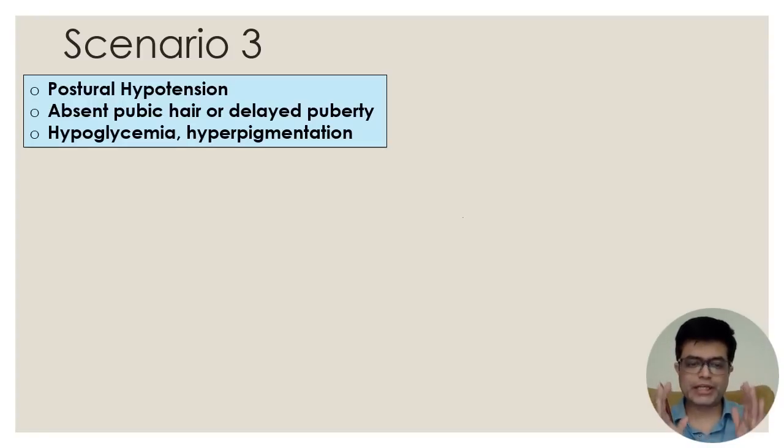Now, objectively look at it. There is likely deficiency of cortisol, which is causing hypoglycemia and hyperpigmentation, because cortisol deficiency will cause more ACTH production, which will stimulate the melanocytes also. So there is low cortisol, low sex hormone and low aldosterone, which is causing the hypotension, fall in BP. If all three layers are getting affected, and if it is a newborn, you will think of a condition like CAH, congenital adrenal hyperplasia.